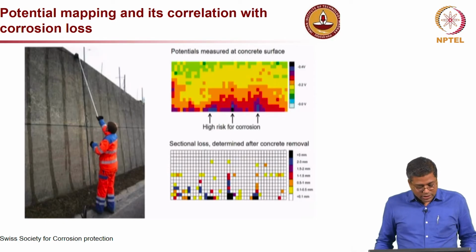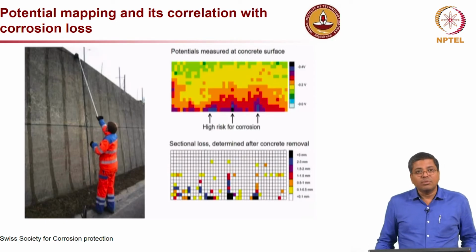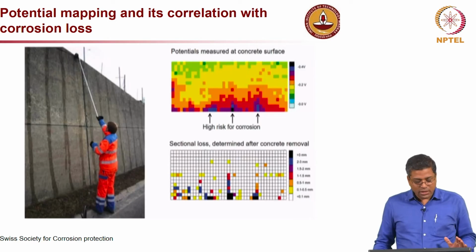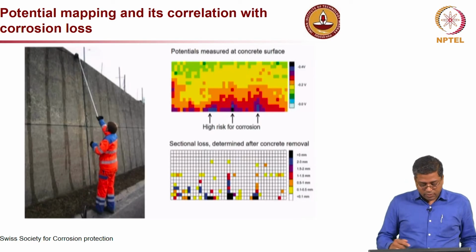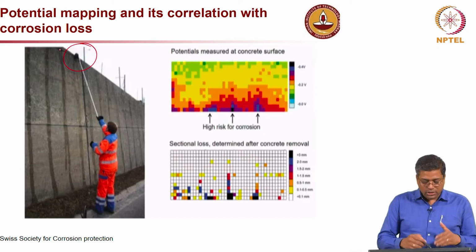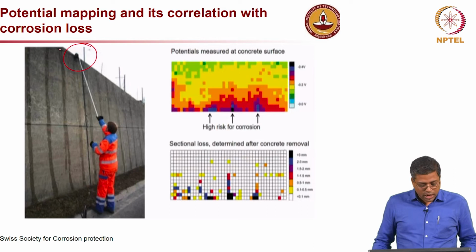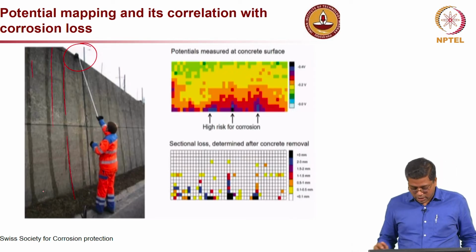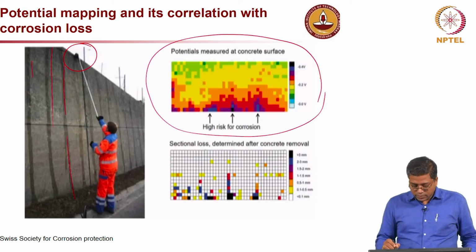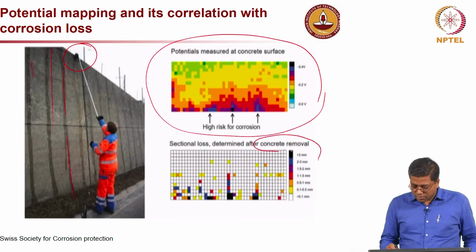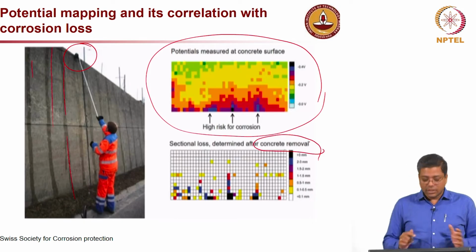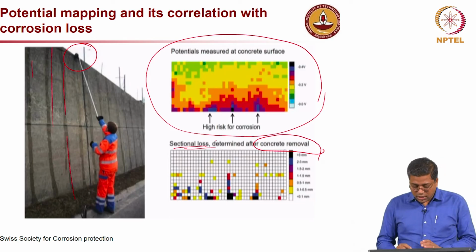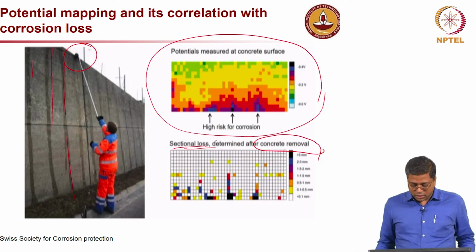I will show you that later, but before that, this is another example of potential mapping of a large concrete structure. You can see there again it is actually a wheel electrode. You can see that long areas can be covered, and you can see all these vertical wet regions where the potential measurements were taken, and a contour map was developed, as you see here. And after the measurement, the concrete was removed and compared with the section loss, you can see here, compare these two plots on the right side.